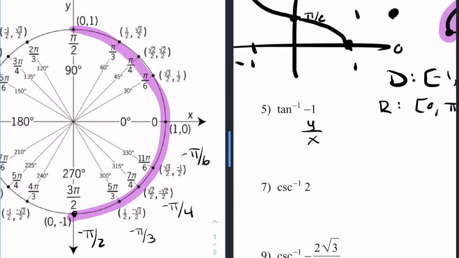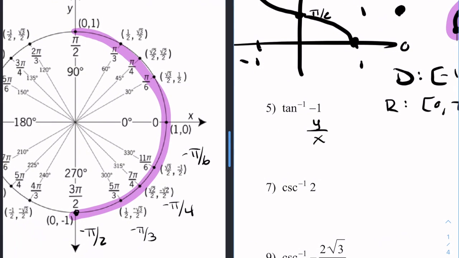Negative pi over 2, negative pi over 3, negative pi over 4, and negative pi over 6. Another interesting thing that you could do is note that tangent and sine are both odd functions, so you can just pull out a negative sign and only deal in the first quadrant. So this expression is equivalent to saying negative inverse tangent of 1. So tangent is y over x, where are the y and x values the same? That's pi over 4. Stick a negative in front, we get negative pi over 4.